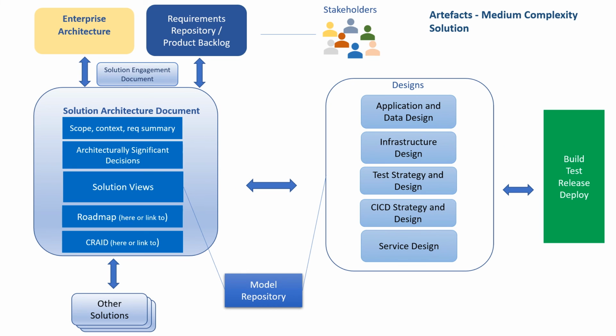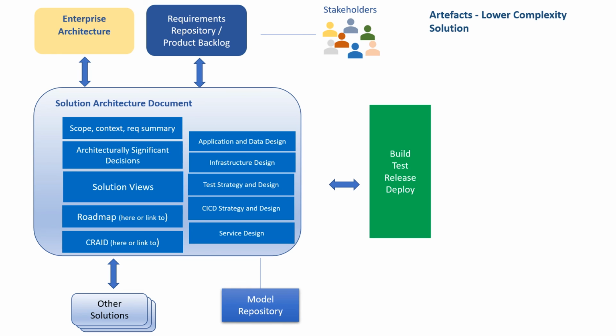So the next diagram is a slightly less complex solution. So you can see there's some stuff taken out, in particular specialist architectures. For a medium complex solution, you probably don't need those architectures. So you've really got the SAD, the models, again, all linked to the enterprise architecture and the requirements driving it. And you've got the designs. So these, again, are the plans. The designs are the plans which you can actually implement from.